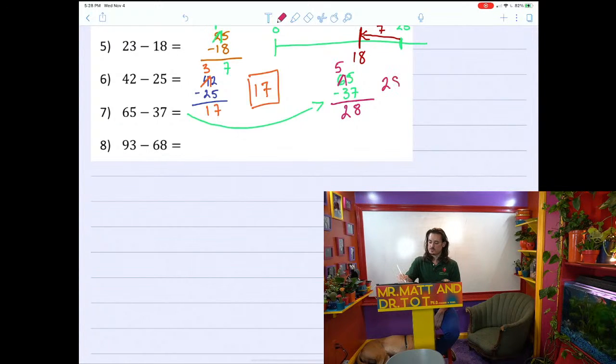And number 8, we have 93 minus 68. I can't subtract 8 from 3, so I'm going to borrow 1 from 9. 9 is going to turn into 8. 3 will turn into 13. 13 minus 8 is going to be 5. 8 minus 6 is 2. So our answer to number 8 is going to be 25. If you have any questions at all, then please let me know.